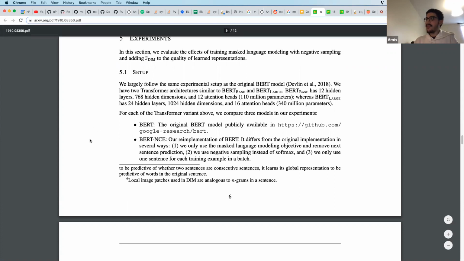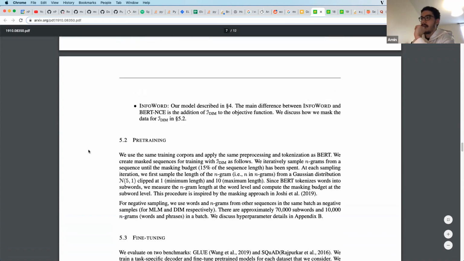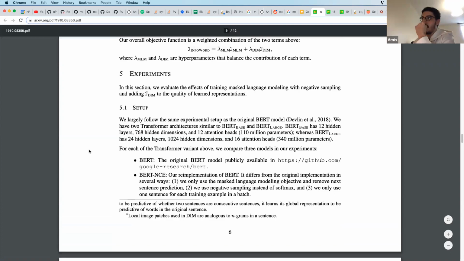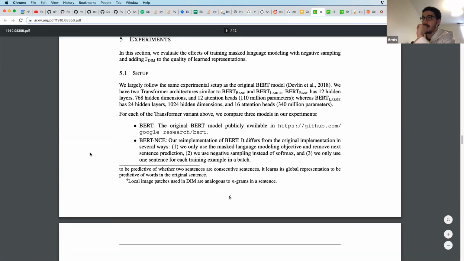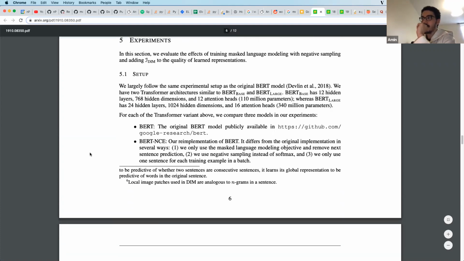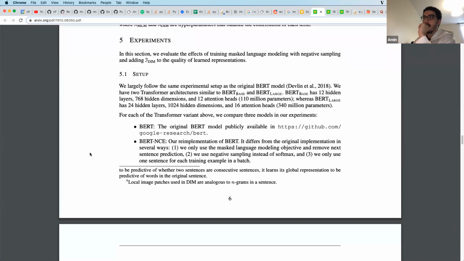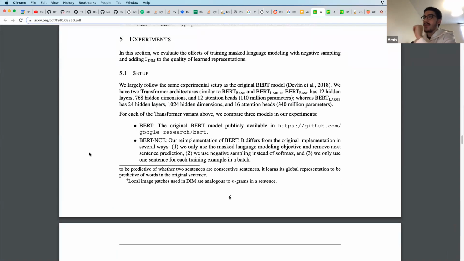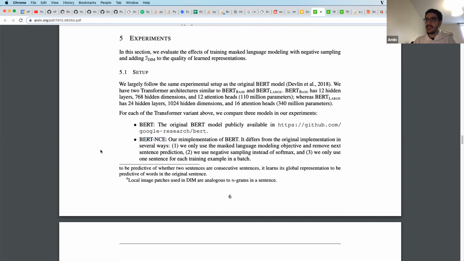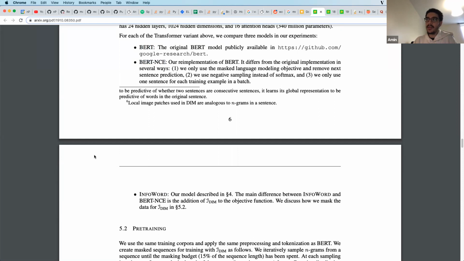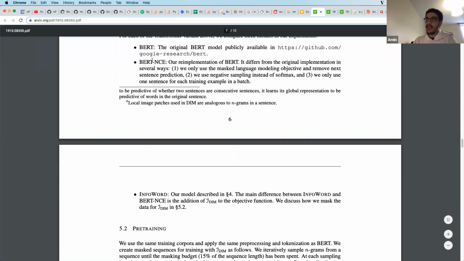No? Okay, great. All right, so let's go through the experiments section. There are three models which are compared: the BERT model, the BERT noise contrastive estimation, and InfoWord. So we've discussed these three.